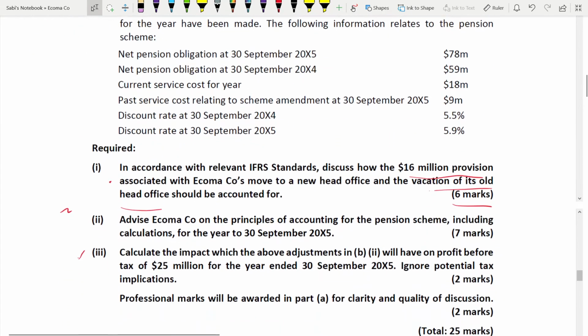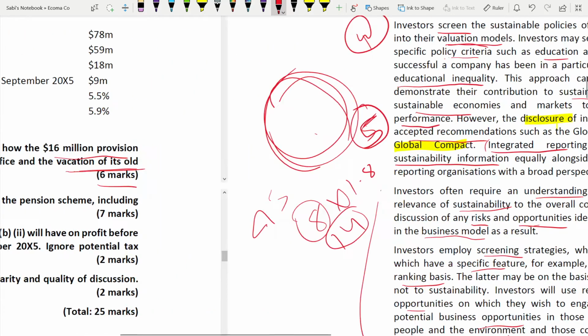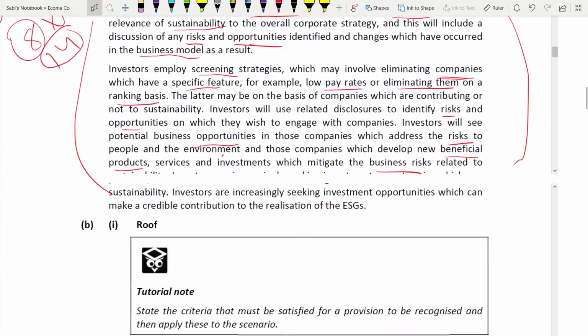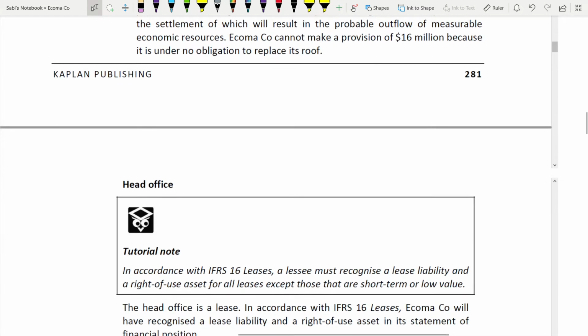You have to write two things. One is about the provision, the other one is about the vacation of its old head office, for 6 marks. So the majority of your marks are for sustainability. Whatever the requirements will be, it will be for fewer marks. And the good thing is you'll be having a calculation also there, but in the first one a calculation is not required.